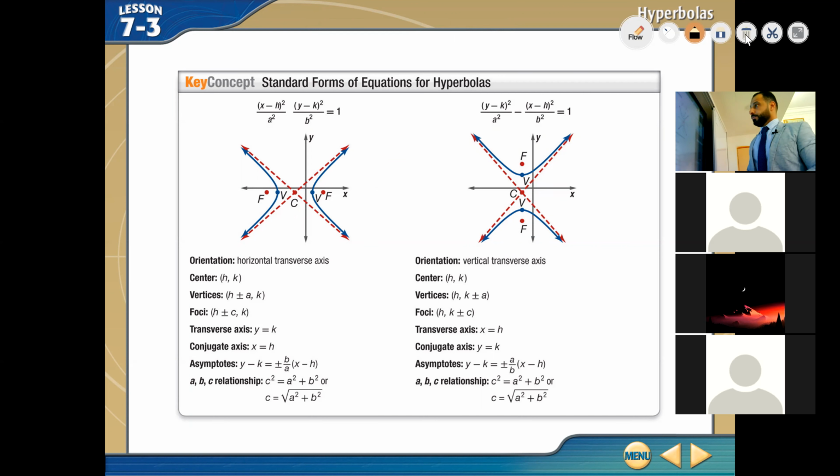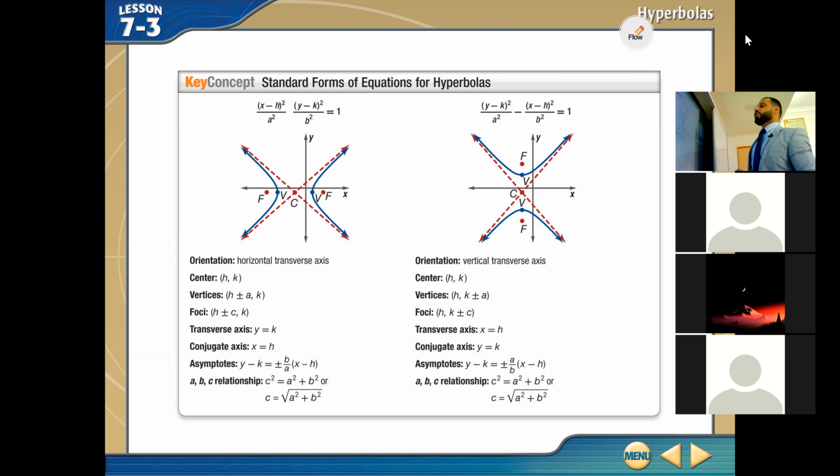Fahd, the center of the first graph is what? The center is H and K. And in the second graph, also H and K. So if we have a horizontal or a vertical hyperbola, we have H and K: H with X inside the square bracket, and K with Y inside the square bracket.